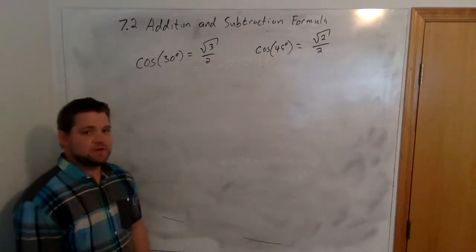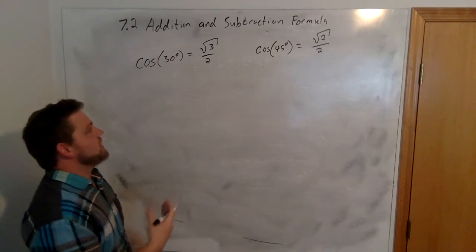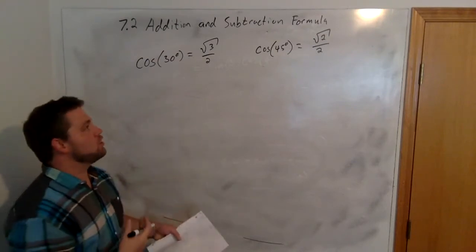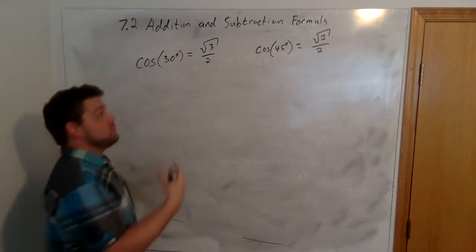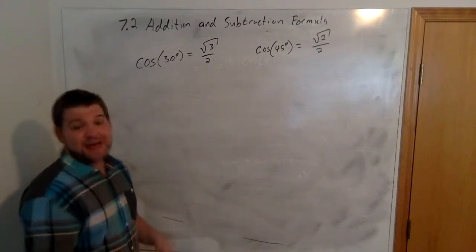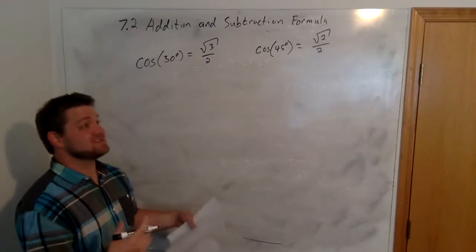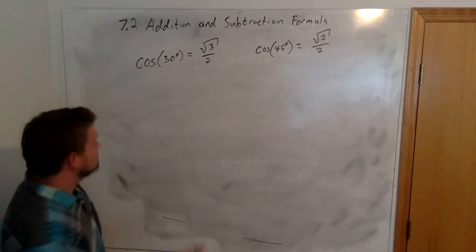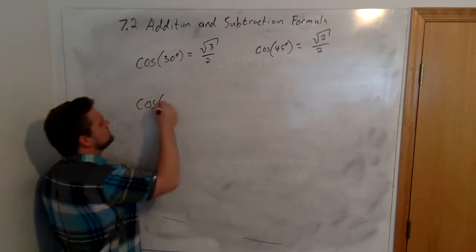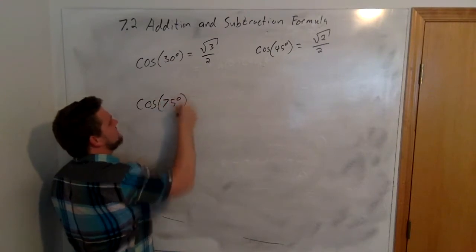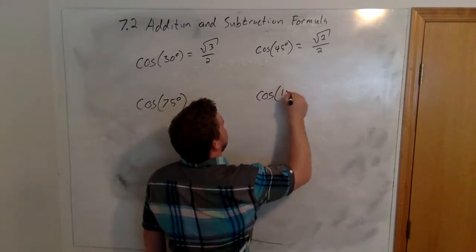But what about if we wanted to know cosine of like 75 degrees or cosine of, let's say, 15 degrees? What if we were to take those nice values on the unit circle and add them and subtract them? What would be the values of the 6 trig functions at those locations? So what I mean here, let's write this down, is what would be the cosine of 75 degrees? Or what would be the cosine of, let's say, 15 degrees?